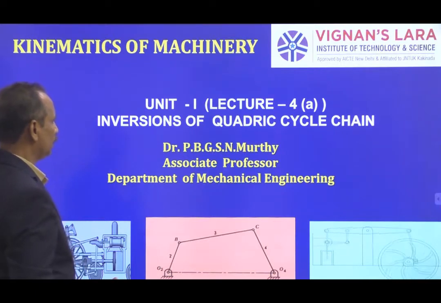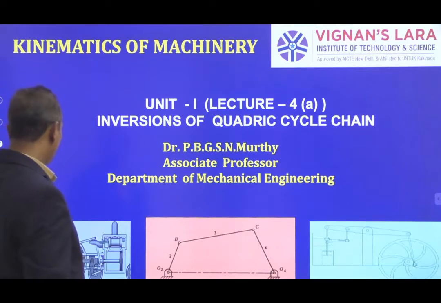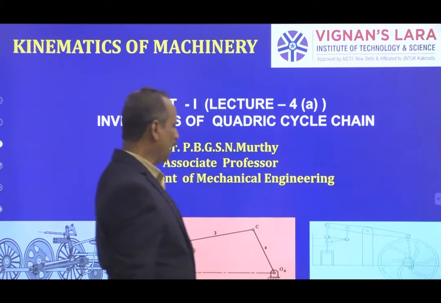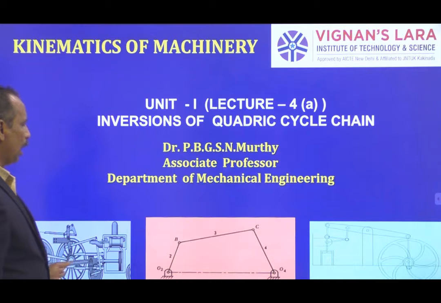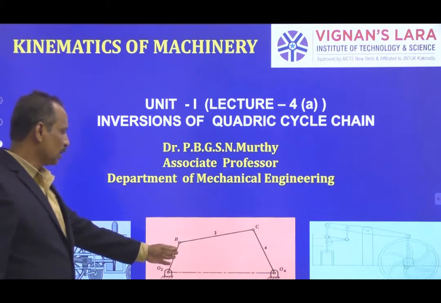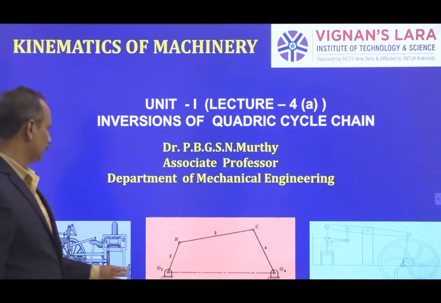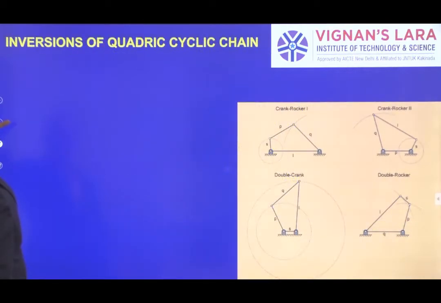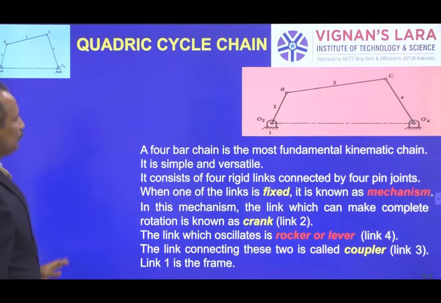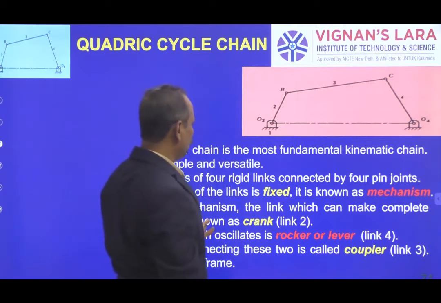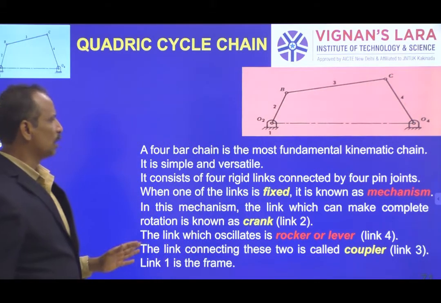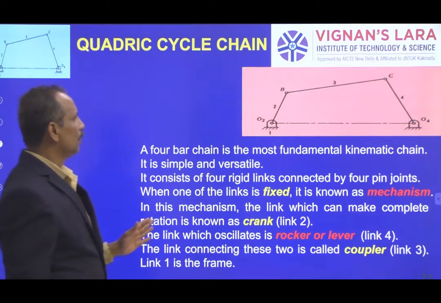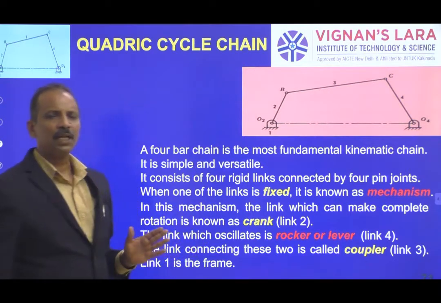First we will see that, and then we will enter the inversions of this quadric cyclic chain. The two animations you can see here are two practical applications of these inversions of the quadric cycle chain. Now we will first see the basic terminology: what is crank, what is lever, what is coupler, and what is the fixed one. We are aware of it.